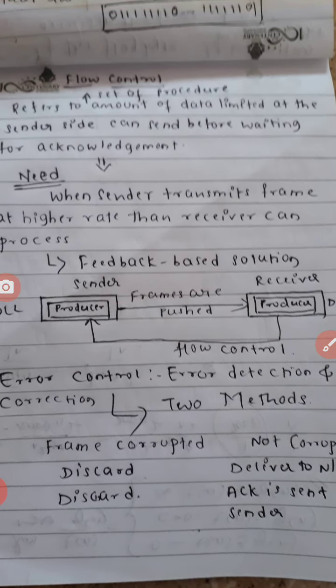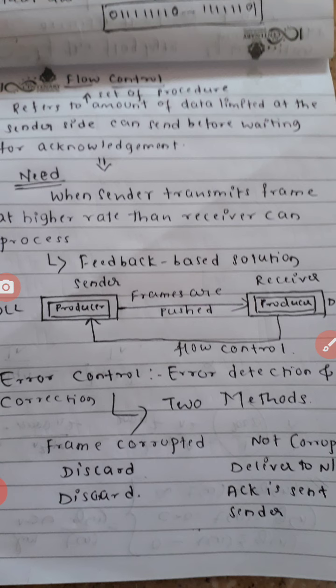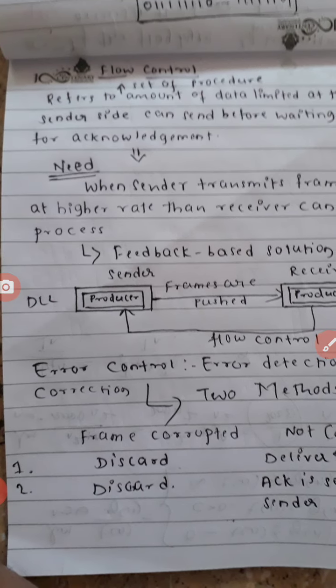The next service provided by the data link layer is nothing but flow control. First we will see the meaning of flow control. Flow control is a set of procedures that limit the amount of data at the sender side to be sent before waiting for the acknowledgement. Now we'll see why we need flow control.